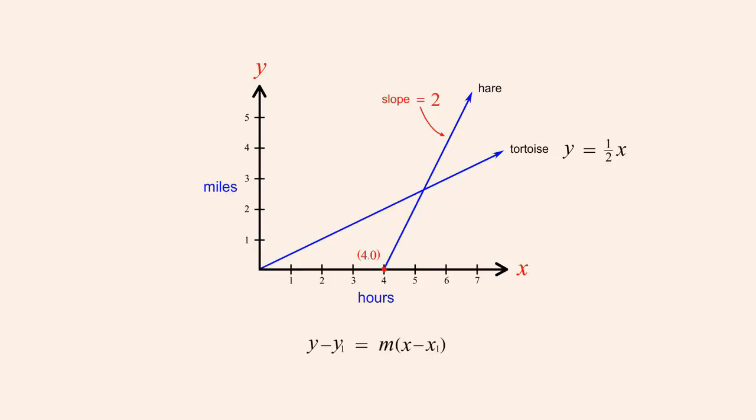Filling in the values for the constants, we replace x1 in the equation with 4, y1 with 0, and m with the line slope 2. We can then simplify the equation by eliminating the 0 and distributing the 2 to the terms in parentheses. Multiplying 2 times 4 to get 8, we see that the equation for this line is y equals 2x minus 8.